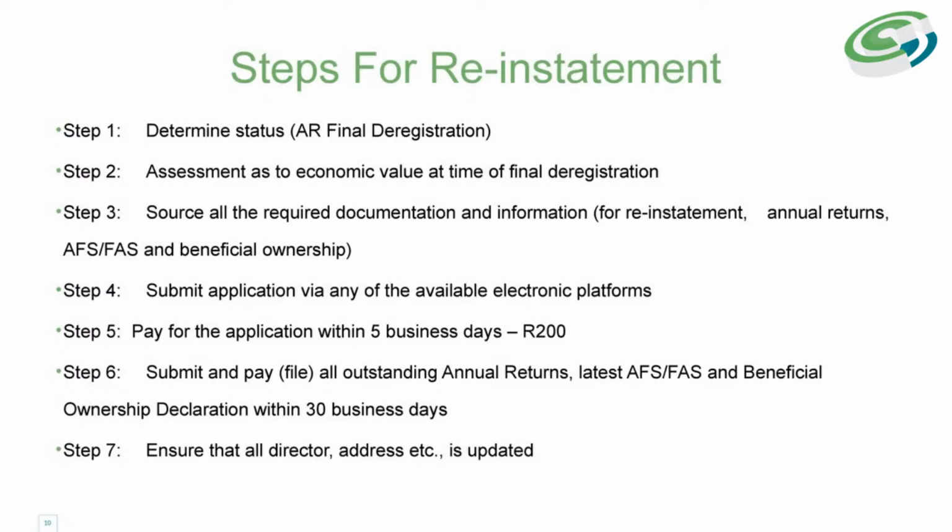Once the application has been submitted, you will get an email to say it's time to pay. You've got 5 days to pay the 200 Rand for the reinstatement application. If you don't pay in 5 days, the system will automatically terminate your filing and you have to restart it. After the reinstatement has been successful, right? So remember, with final deregistration, the legal entity does not exist, so it cannot really make decisions. So we have to process the reinstatement application first, pay for it, and then the status will update to reinstatement process. Only thereafter will the system allow the filing of the annual returns and the beneficial ownership and the AFS.